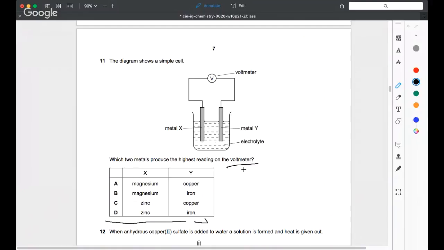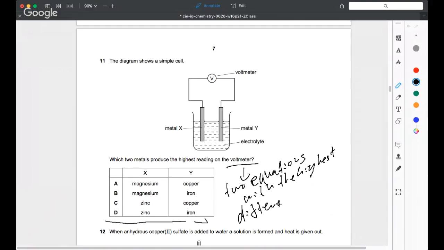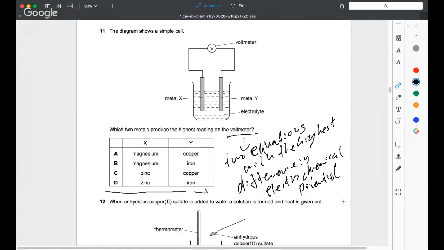So we need to find two equations with the highest difference in electrochemical potential. So the higher the difference in electrochemical potential, obviously the higher the voltage of the circuit. So if you look up your data booklet, D will give you the answer.